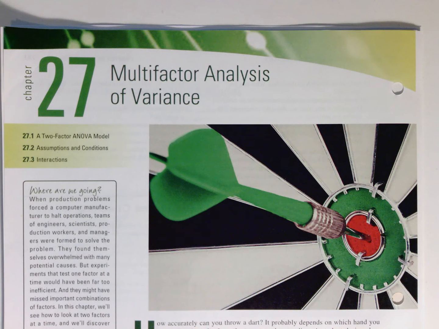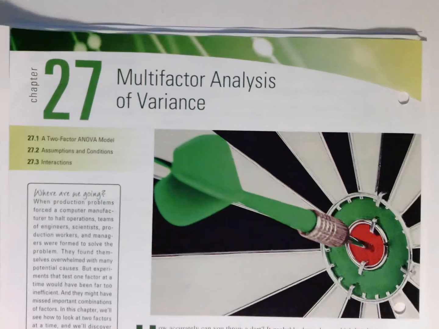Chapter 27 of SDM4 concerns itself with multi-factor analysis of variance. This is really the methods from Chapter 26 applied to where we have two predictors and potentially an interaction between them. And so we can be thinking about looking at now three variables at a time.